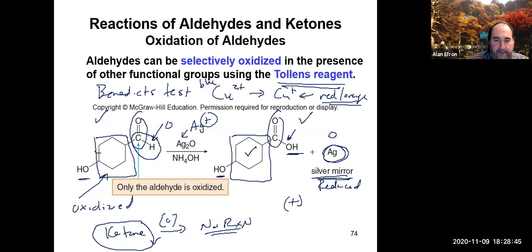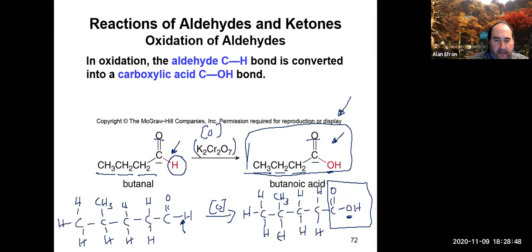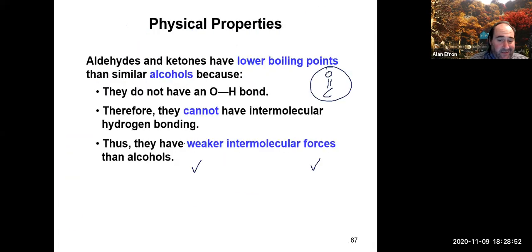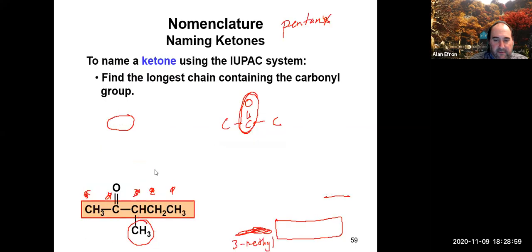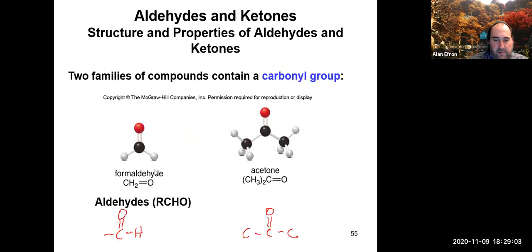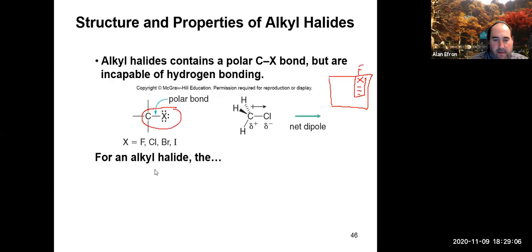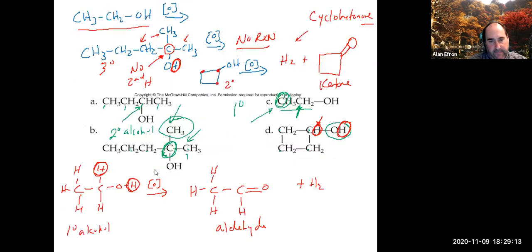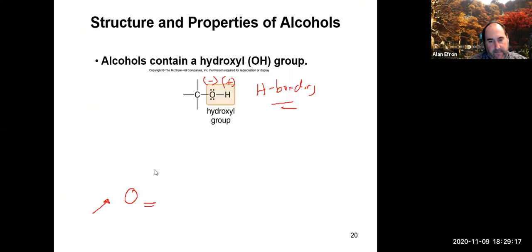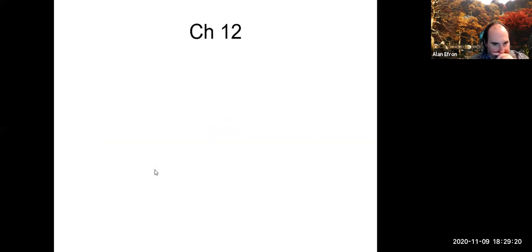Now, before we wrap up this chapter, which is where we're at, there are a couple of reactions I do want to talk about, and I'm just going to try to find a spot where I can write them. Right here, we'll just do it right here. This looks good. All right, so in addition, there are some reactions that occur between aldehydes and ketones and alcohols.